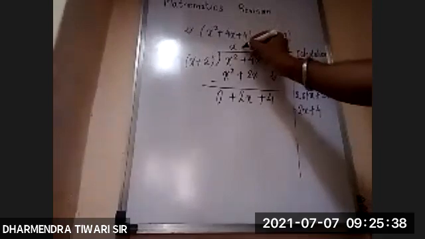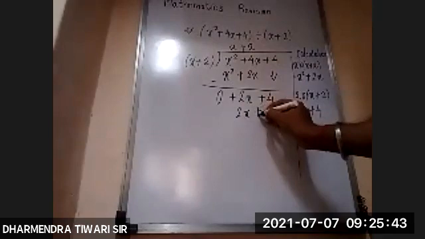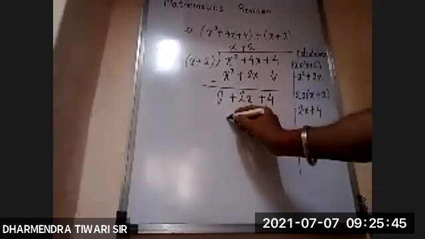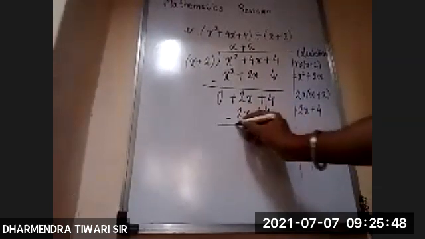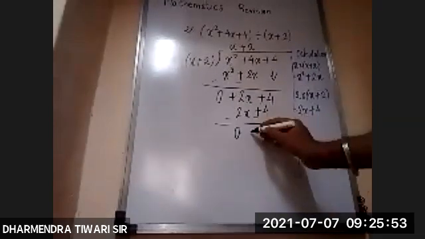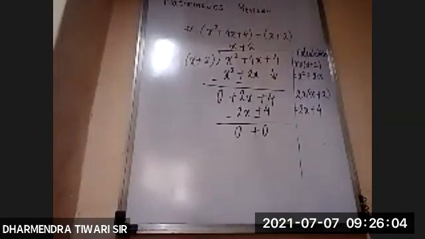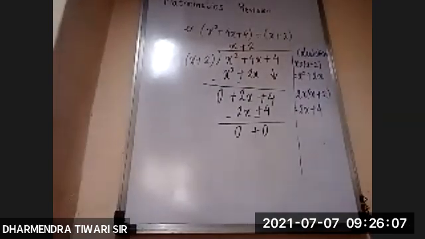So we are multiplying plus 2, which is 2x plus 4. Take the opposite sign. 2x gets cancelled, 0. Plus 4 minus 4 also gets cancelled, 0. So our observation is that the given polynomial, or dividend, is exactly divisible by the given divisor, because of which we got remainder as 0.